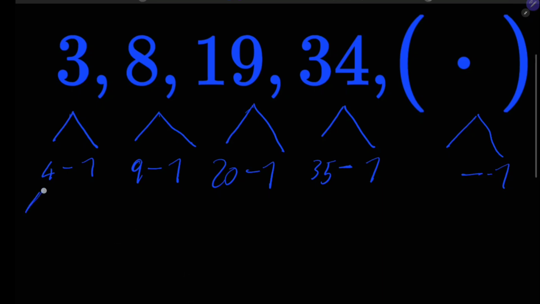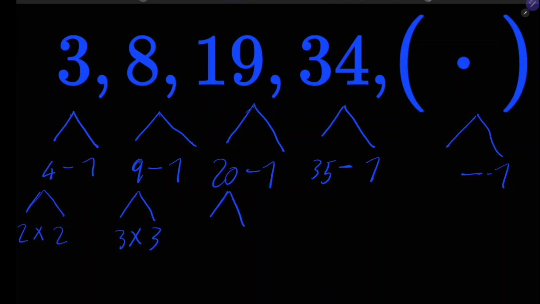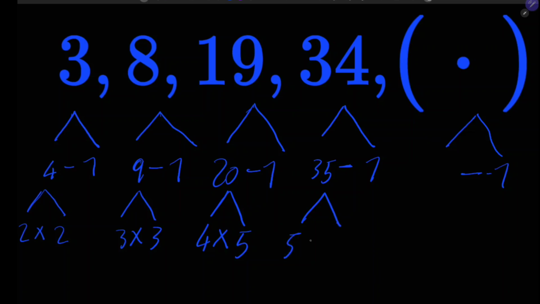We see that 4 is actually 2 times 2. Our 9 is actually 3 times 3. Our 20 here can be 10 times 2, 4 times 5, and so on. But looking at this, we have a pattern where we have 2, 3, so we take 4, which will be times 5. And from here, our 35 is actually equal to 5 times 7. Looking at it, we can see that this is becoming a pattern.